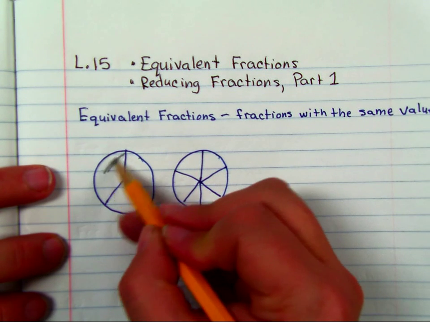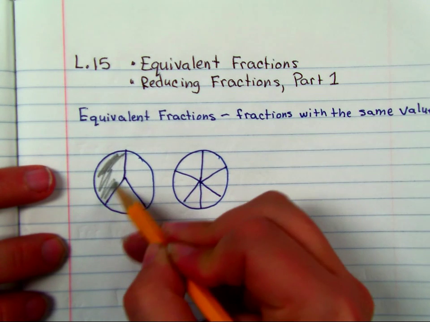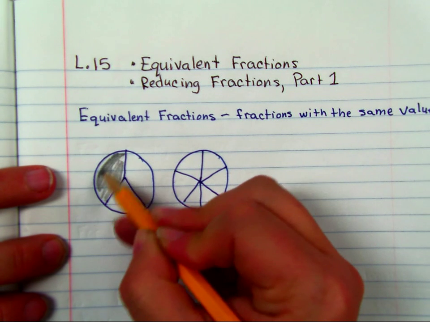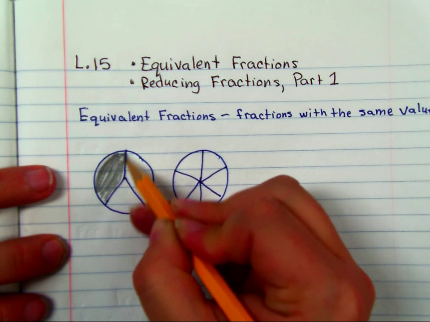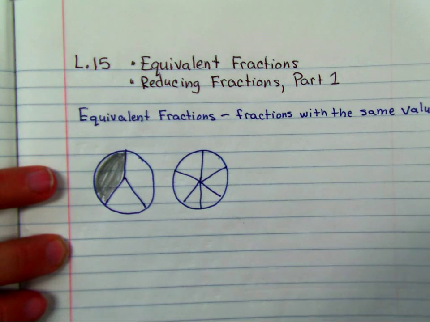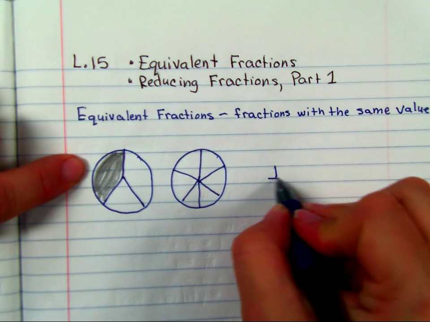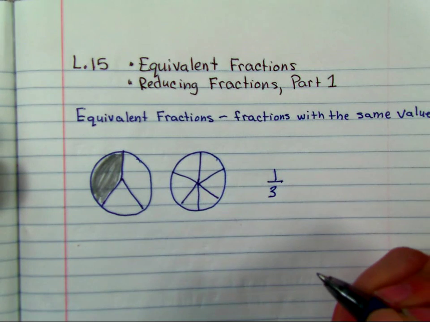Over here, shade one of your pie sections. Danny, if I were to write this circle as a fraction, what would I write? How many parts are shaded? 1 part out of 3 total parts, right?